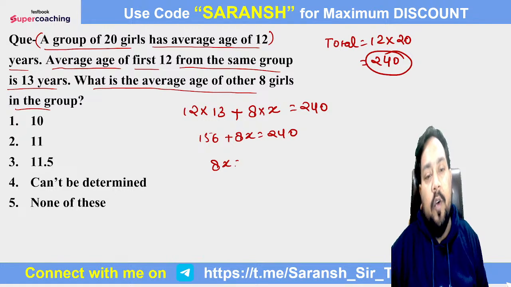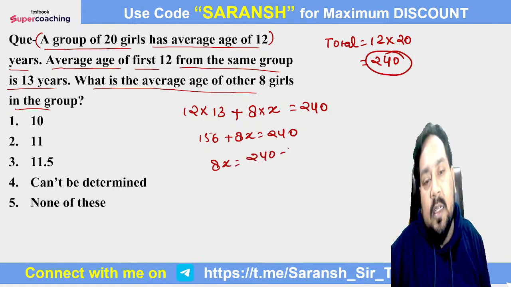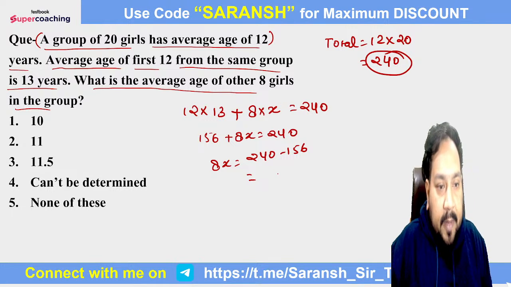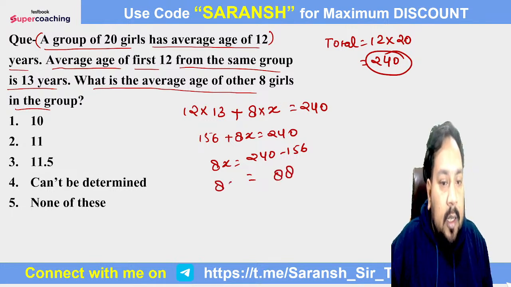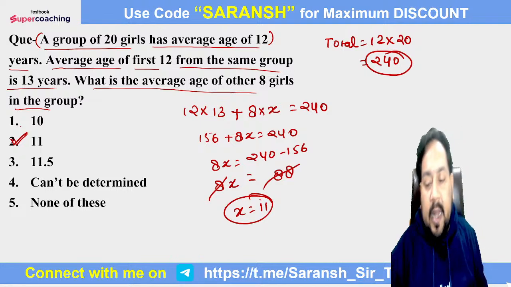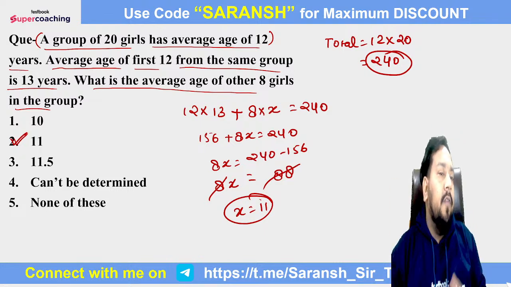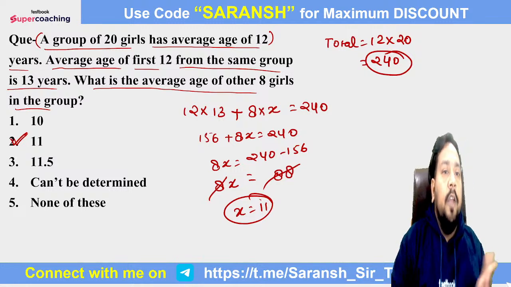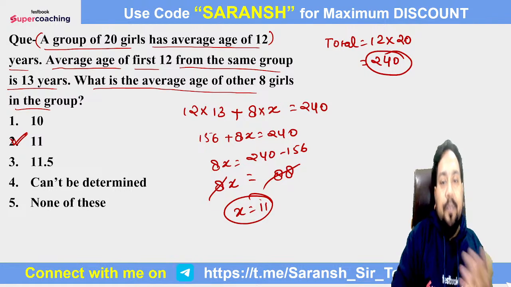Now 8x will be 240 minus 156. It means 88. Now x equals what? 11. It means the next 8 girls have an average age of 11 years. Is it clear? Yes or no?